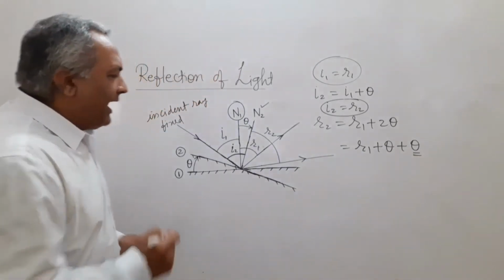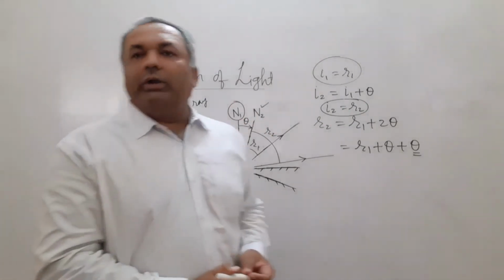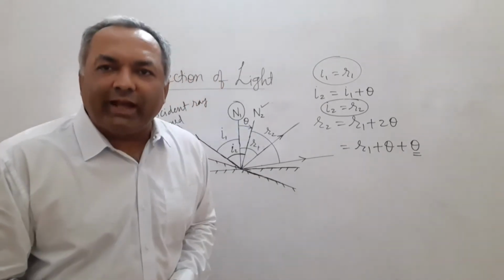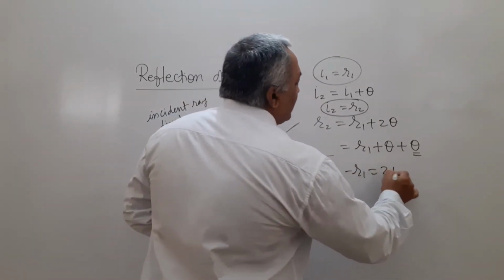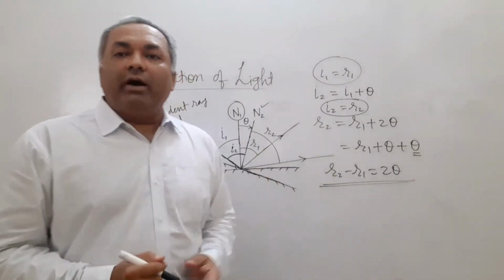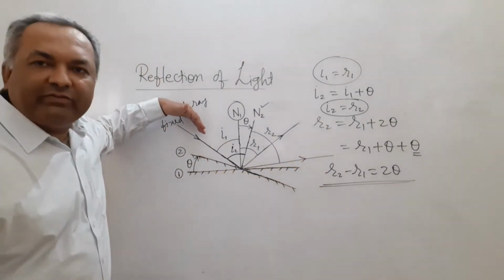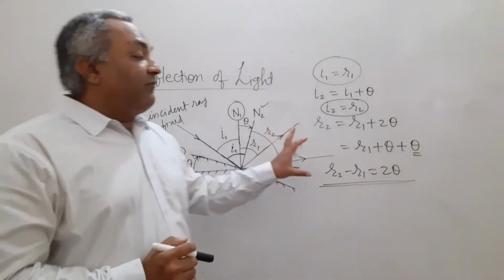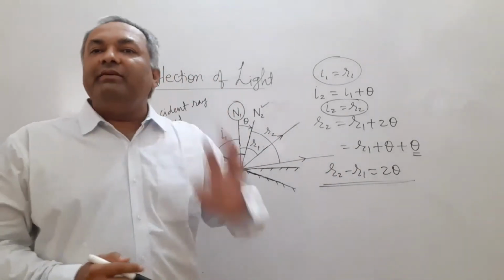The reason is that while angle of incidence also increased by theta, the normal also got rotated through an angle theta, causing an additional increase of theta in angle of reflection, so that you can rearrange this equation as R2 minus R1 is equal to 2 theta. So in words, this principle says that keeping the incident ray fixed, if the mirror is rotated through an angle theta, the reflected ray rotates through an angle 2 theta, but in the same direction.